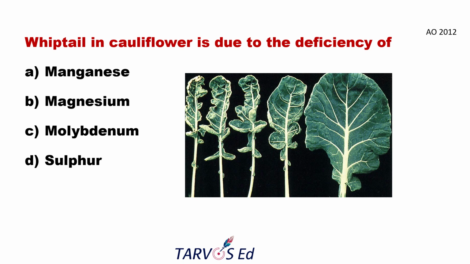So definitely one question will be there related to the deficiency. Here, the whiptail of cauliflower is due to the deficiency of, obviously, molybdenum. So here you can compare the healthy, or more related to healthy. And when you compare to the left, extreme left, there will be whip-like structure. So prolonged reduction of the leaf lamina, which is called whiptail of cauliflower, is more related to the deficiency of molybdenum.